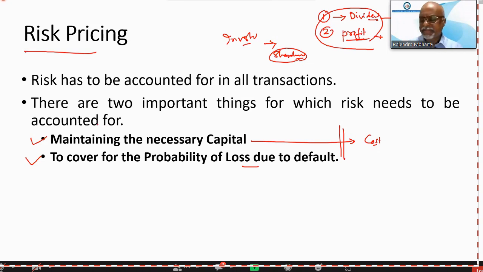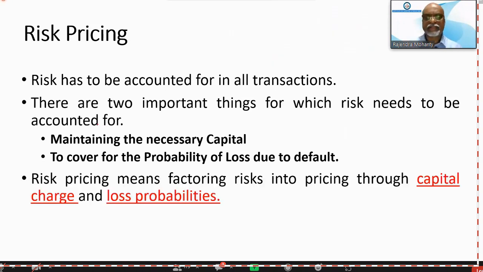So therefore it is said that banking transaction risk pricing means factoring risk into pricing through capital charge and loss probability. Capital charge is nothing but maintaining the necessary capital, and loss probability is to cover the probability of loss due to default. So that is the basic meaning of pricing the risk and adding that factor to the rate of interest.